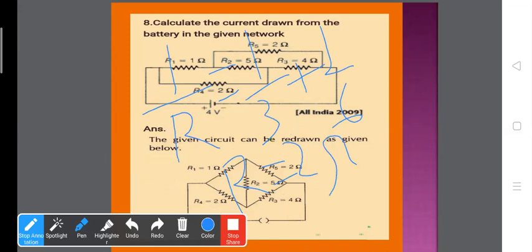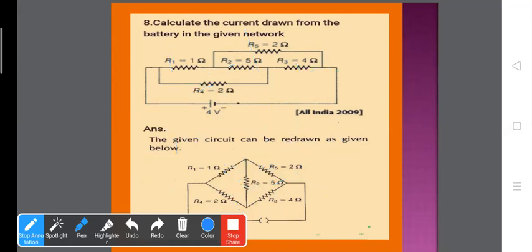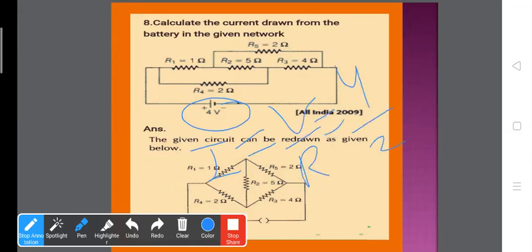So the effective resistance of the circuit is R, and V is given as 4 volt. We know V equal to IR, so I equal to V upon R. V is 4 and R is 2, so the current is 2 ampere. Clear? So the current flowing through this circuit is 2 ampere. So I think this is clear to you.